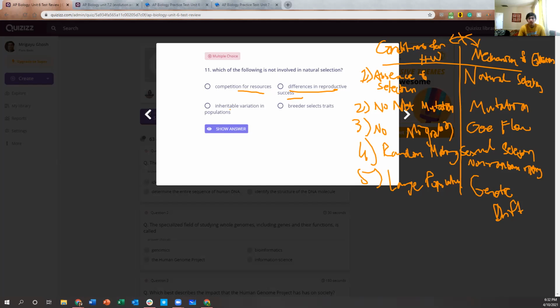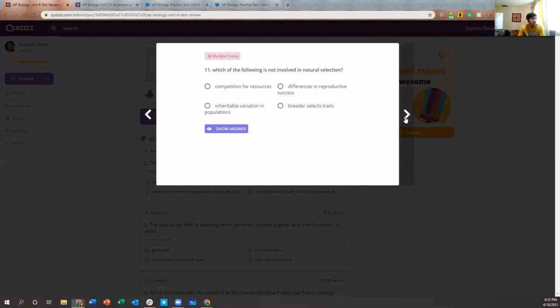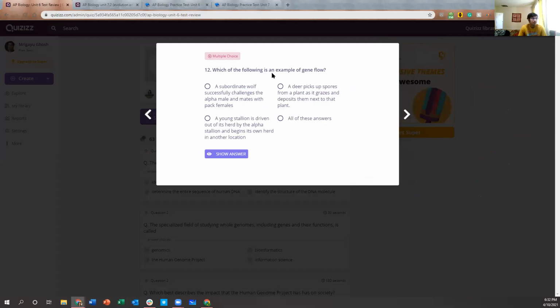Okay. So now let's take a look at the next question. Hopefully that clears up both Hardy-Weinberg and evolution a little bit. I think this is a nice way to connect the two. Okay. Which of the following is an example of gene flow? Perfect. So we said that gene flow is dealing with migration from one area to another.